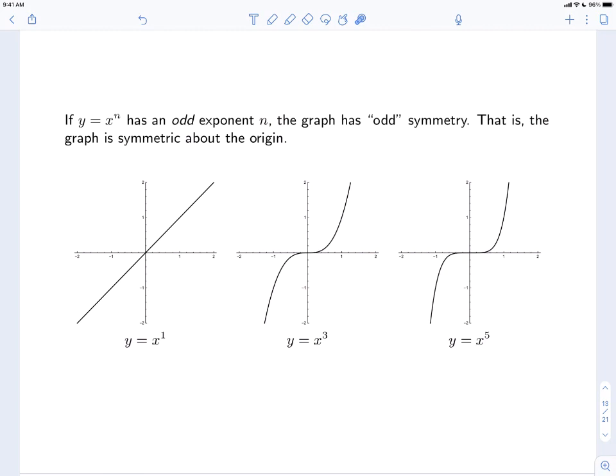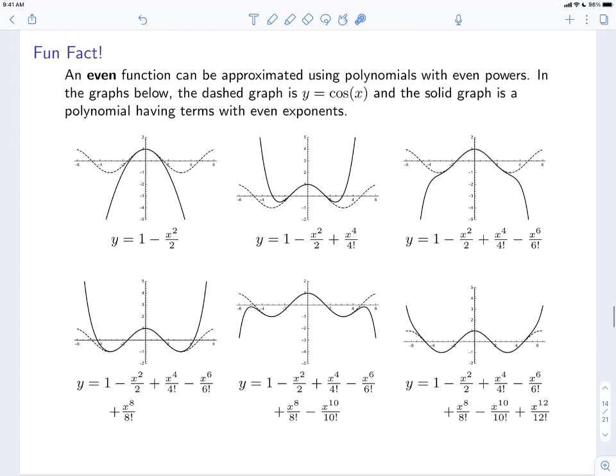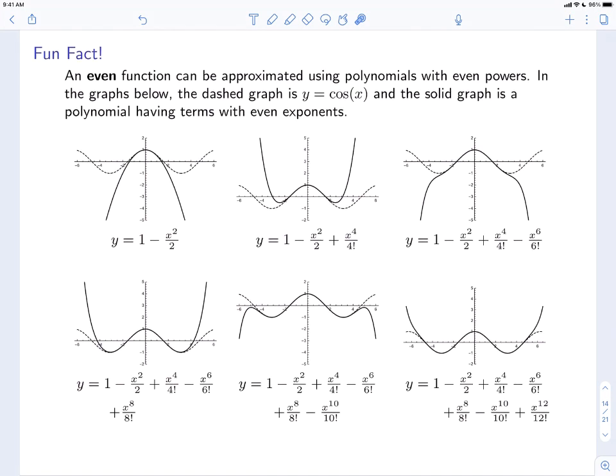So if you see any graph which is symmetric about the origin, you say, oh, well, it has the same kind of symmetry as x to an odd exponent. So we call it an odd function, or say that it has odd symmetry. Now, the connection doesn't actually stop there. It's not just that it looks similar.